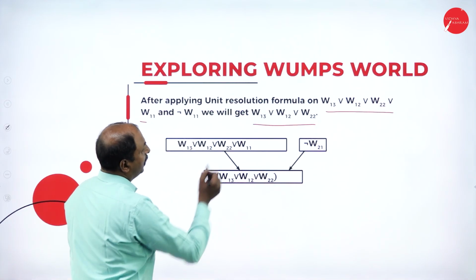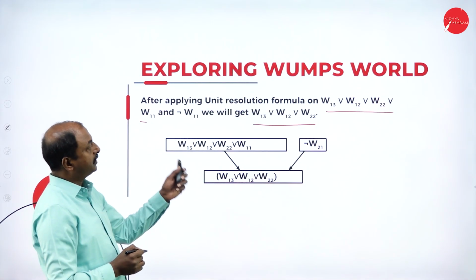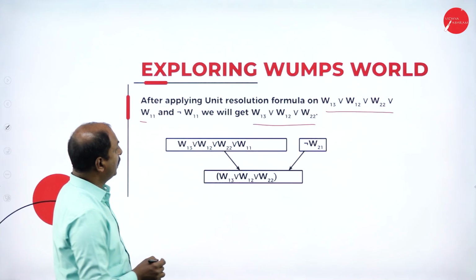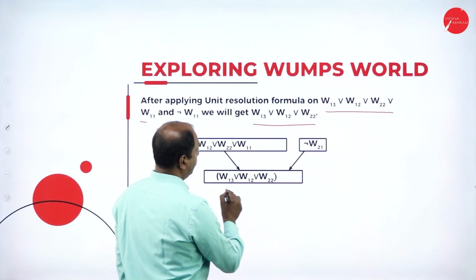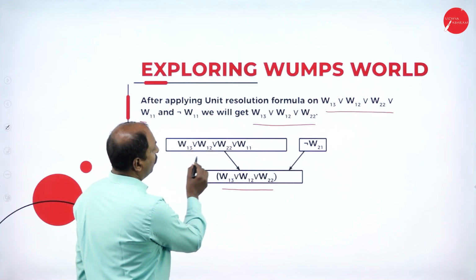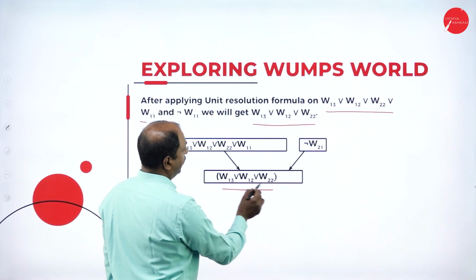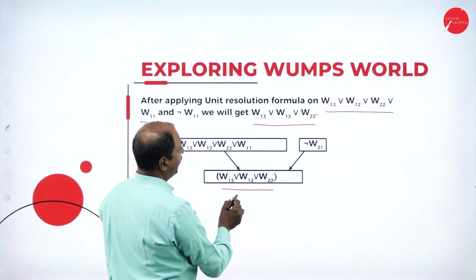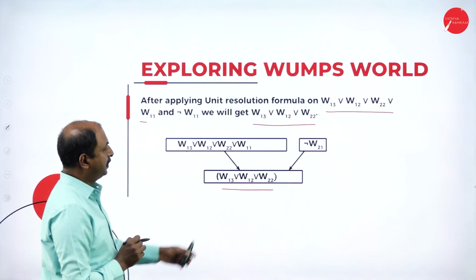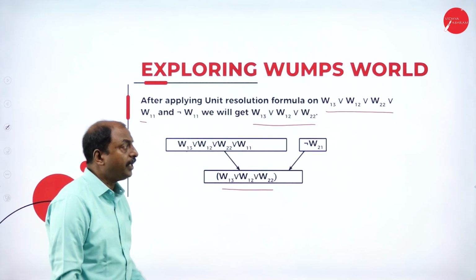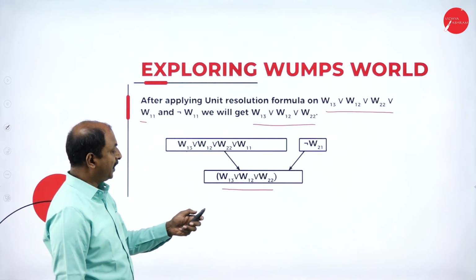So if we apply the unit resolution formula on these variables, here we are left with three variables, that is 1,3 and 1,2 and again 2,2. We are eliminating 2,1. See, this is the one after applying the unit resolution formula.